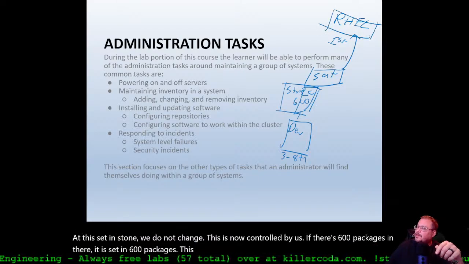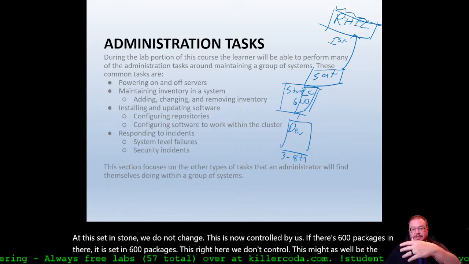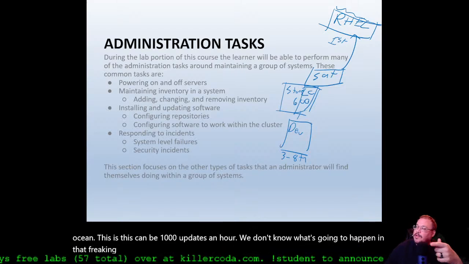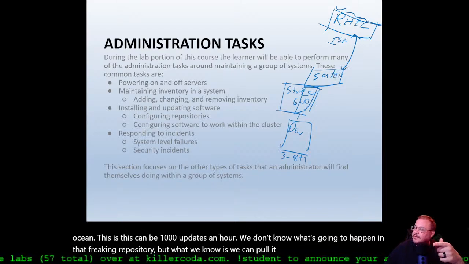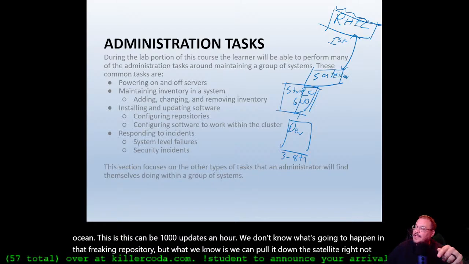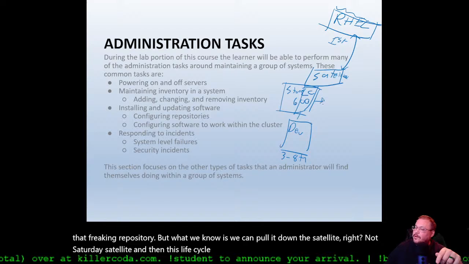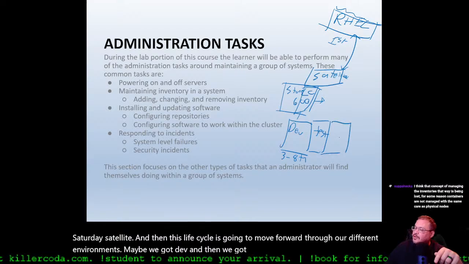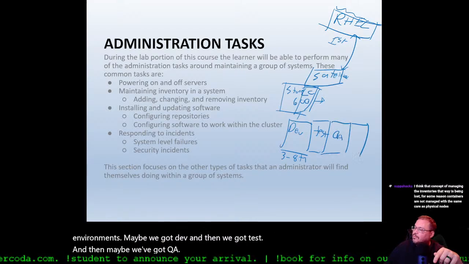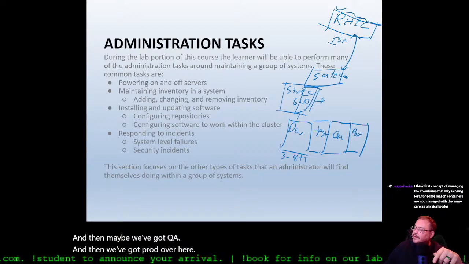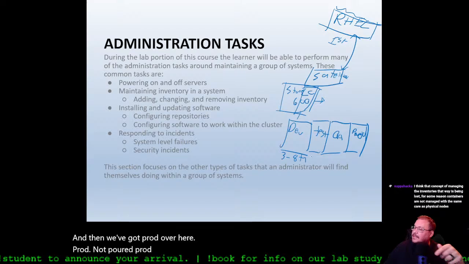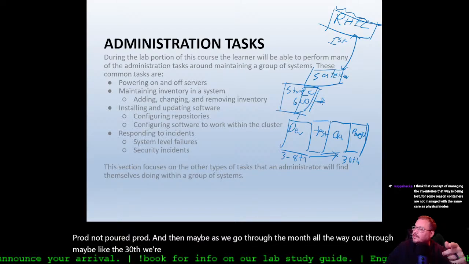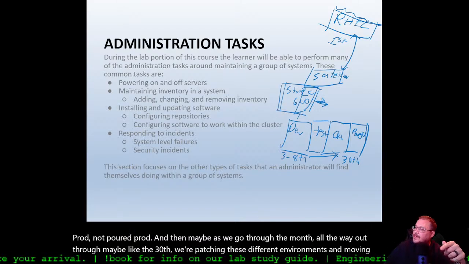This right here, we don't control. This might as well be the ocean. This can be 1,000 updates an hour. We don't know what's going to happen in that repository. But what we know is we can pull it down with Satellite, right? Not Saturday, Satellite. And then this life cycle is going to move forward through our different environments. Maybe we got dev, and then we got test, and then maybe QA, and then prod over here. Prod, not pour. And then as we go through the month, all the way out through maybe the 30th, we're patching these different environments and moving this life cycle that we control, right?